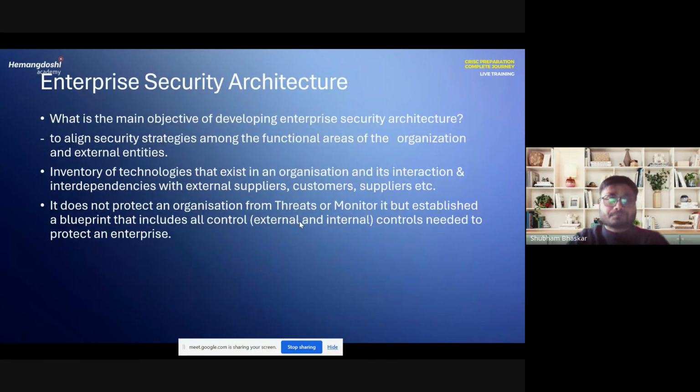Right, now enterprise security architecture. It's a direct question actually that I put here, because that's how I want to explain the concept.